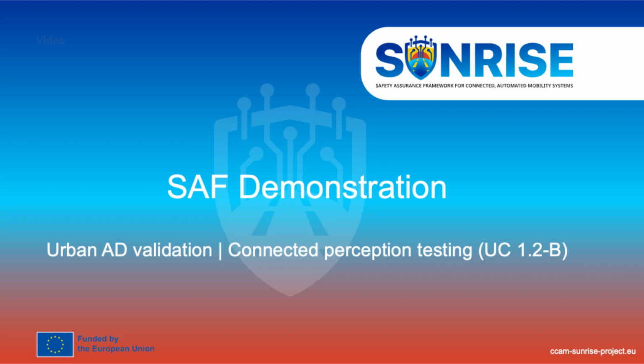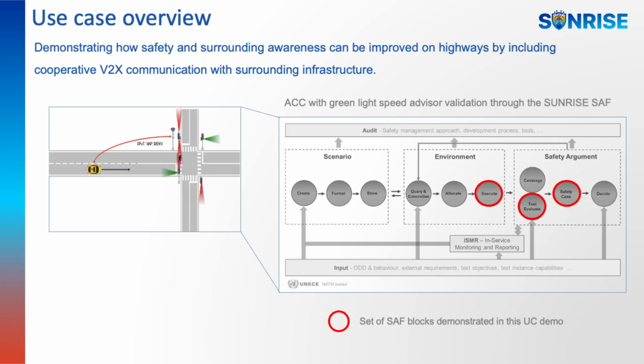Welcome to another video in the Sunrise series showcasing the outcomes of Use Case 1.2 Connected Perception Testing. Sub-Use Case 1.2-B, Red Traffic Light Violation by a Pedestrian. In this video, we test an automated driving system, ADS, at a signalized urban intersection equipped with V2X communication. We assess how cooperative V2X communication with surrounding infrastructure can improve safety and enhance awareness on highways. The goal is to evaluate the system's ability to respond to pedestrian red light violations safely.